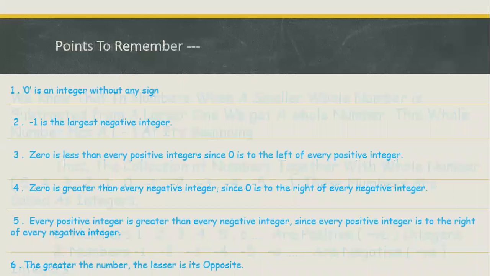Points to remember. 0 is an integer without any sign. Minus 1 is the largest negative integer. 0 is less than every positive integer since 0 is to the left of every positive integer. 0 is greater than every negative integer since 0 is to the right of every negative integer. Every positive integer is greater than every negative integer since every positive integer is to the right of every negative integer. The greater the number, the lesser is its opposite.